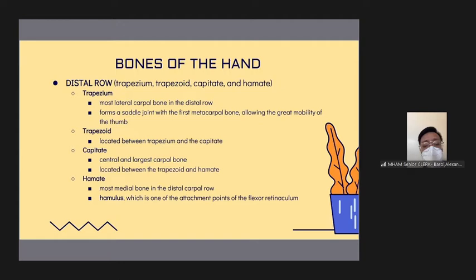We have your hamate. It is the most medial bone in your distal carpal row. One of the distinguishing features of your hamate is your hamulus, which is one of the attachment points of your flexor retinaculum.